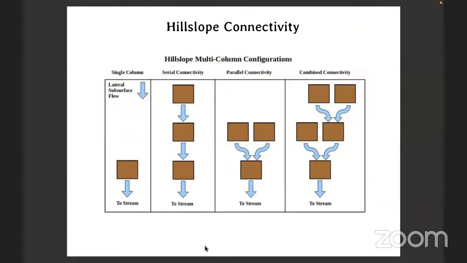There's different ways to connect these columns. So on the left shows a standard, a single column connected to the routing network. You could do serial or parallel connectivity, or you could do some sort of hybrid connectivity, and all these things can be specified in your input data set.